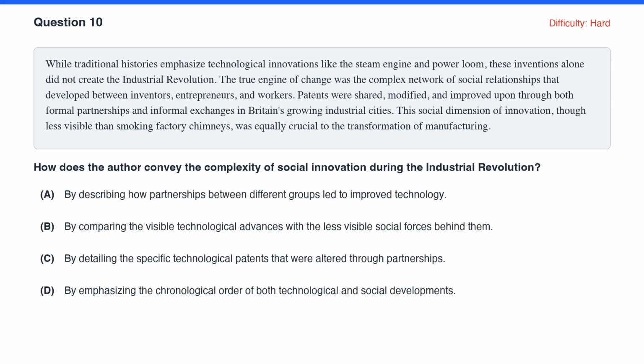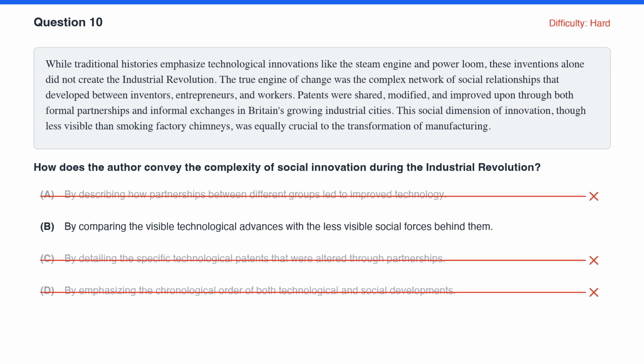We need a choice that captures the author's main rhetorical move, setting up a contrast between what's obvious and what's hidden but equally important. The right answer should reflect how the passage juxtaposes machinery with the social fabric behind it. Choice A is too narrow. Partnerships are mentioned, but the author's strategy is the broader visible versus invisible comparison, not just describing collaborations.